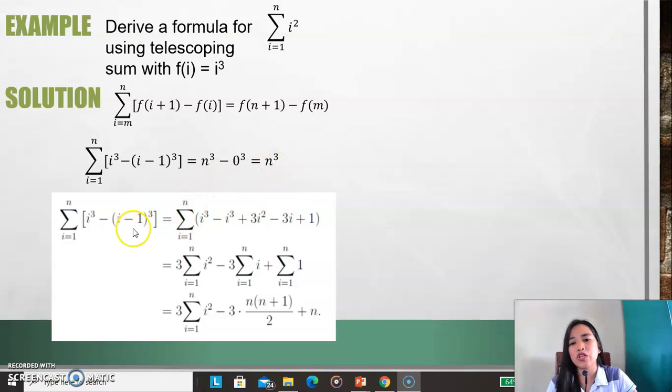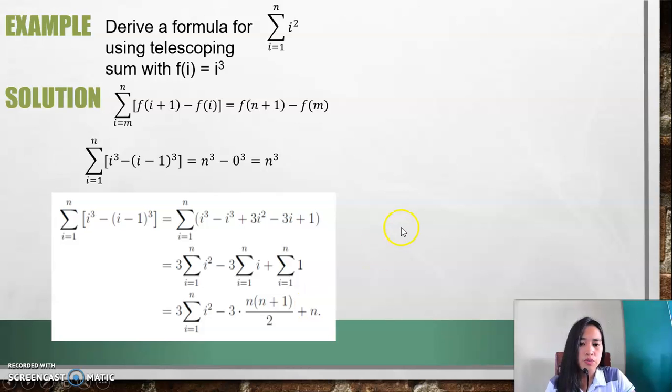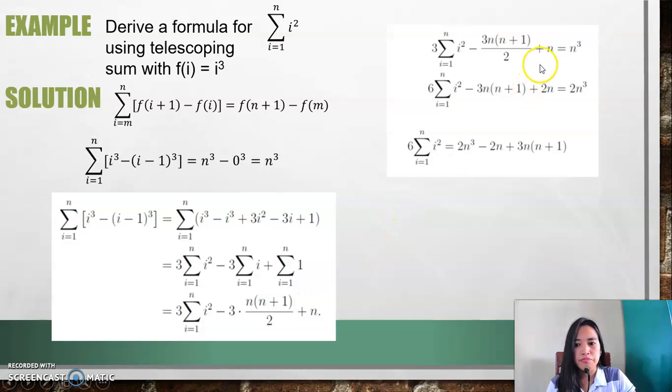While for the second equation, we will utilize the expansion of (i minus 1) cubed. So, mo ni siya ang iyahang result, the summation of i cubed minus i cubed plus 3i squared minus 3i plus 1. And then applying the property of the sigma notation, we have this one. Okay, followed by this. So, after maka-obtain na tayo ani nga formula, we will equate this one to n cubed.